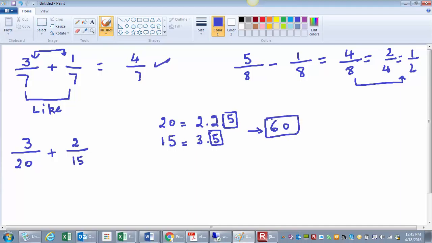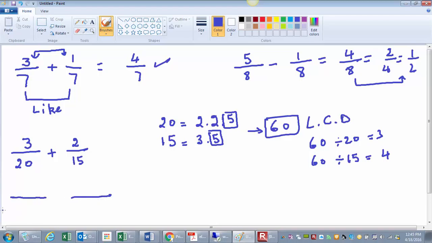So 60 is called the lowest common denominator. 60 is a multiple of 20 because 60 divided by 20 equals 3. And 60 is a multiple of 15 because 60 divided by 15 is 4. Okay? So that 60 is a common multiple, and therefore we can write new fractions now, but now we have denominator 60.